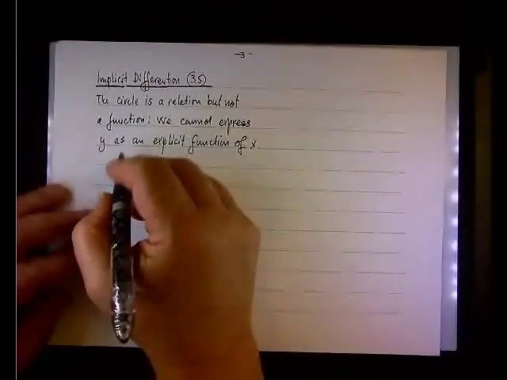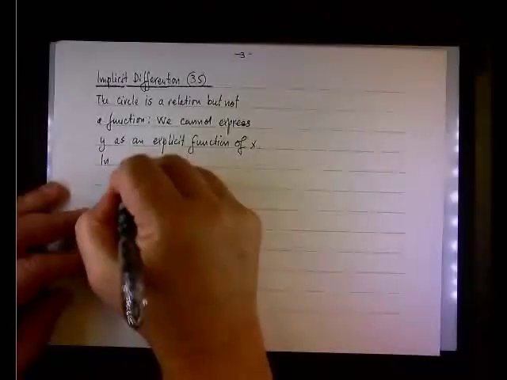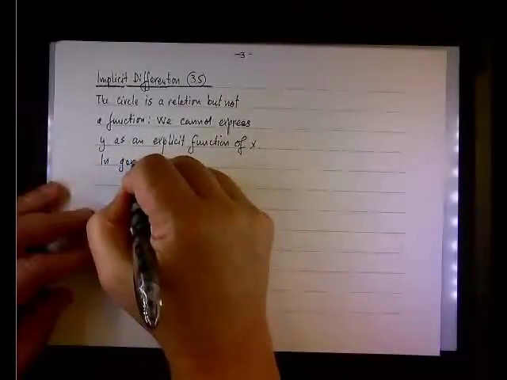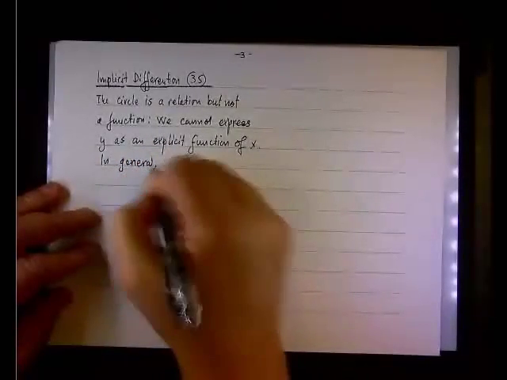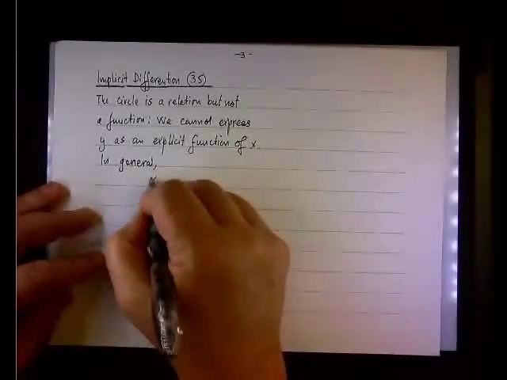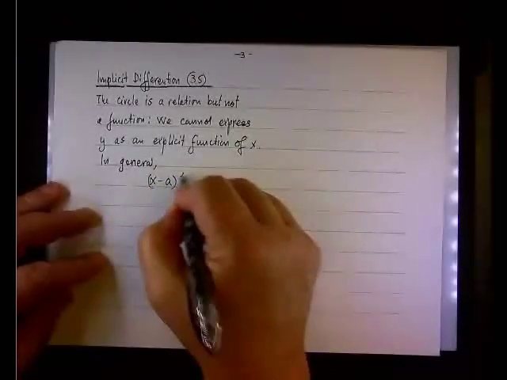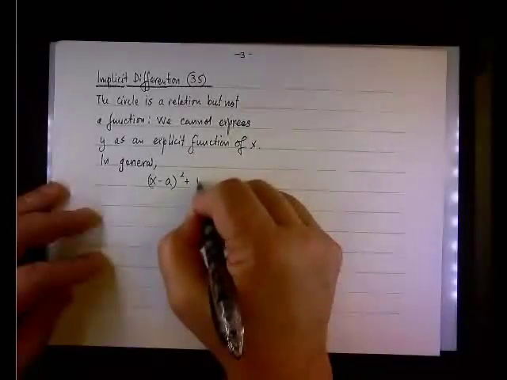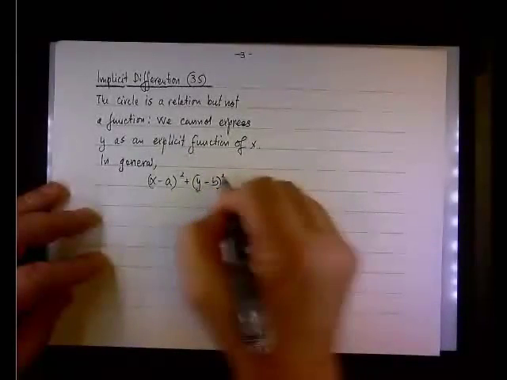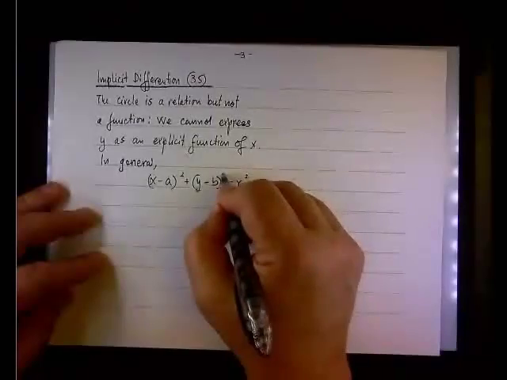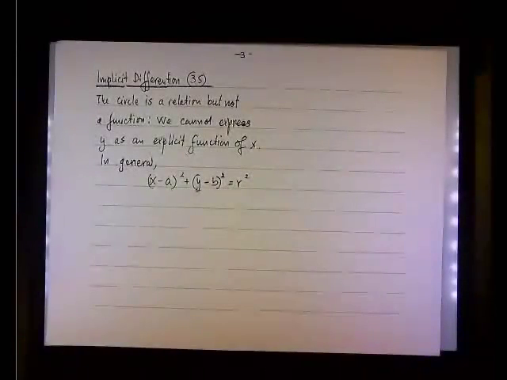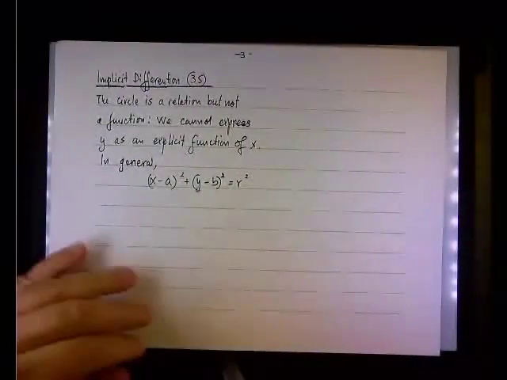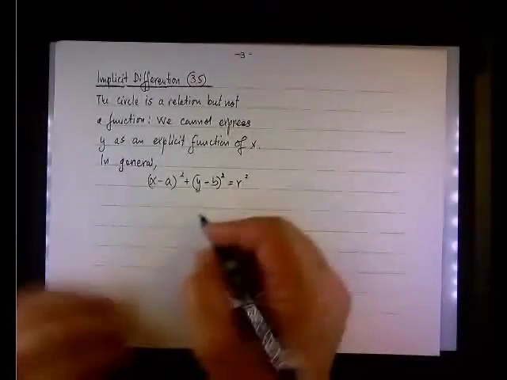Okay, here's the general equation of the circle. In general, we have the following. The equation of the circle will be (x minus a) squared plus (y minus b) squared equals r squared. And this is a circle with radius r and center at (a, b).